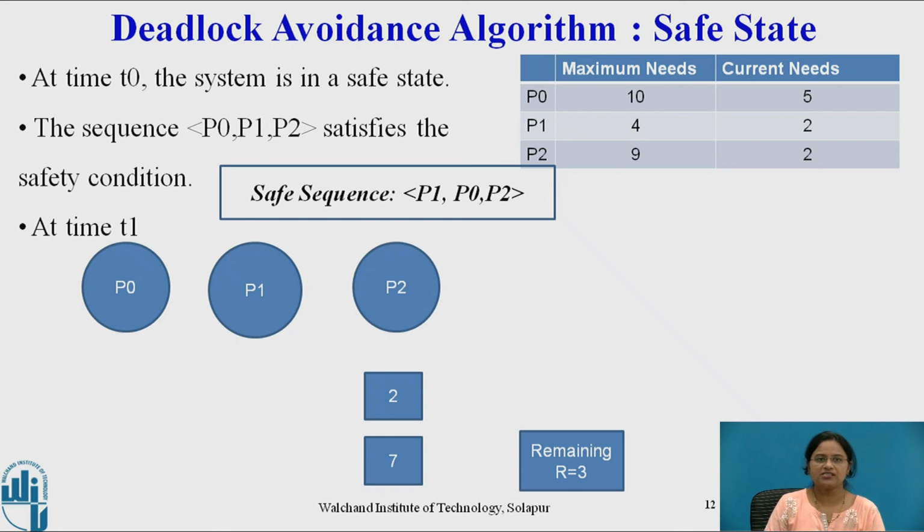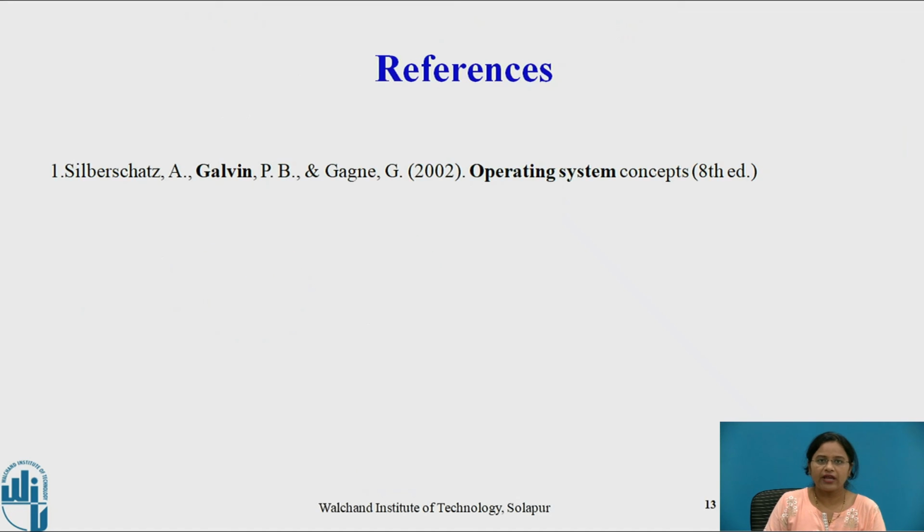Okay, so this is the deadlock avoidance algorithm using safe state. Okay, these are the references.